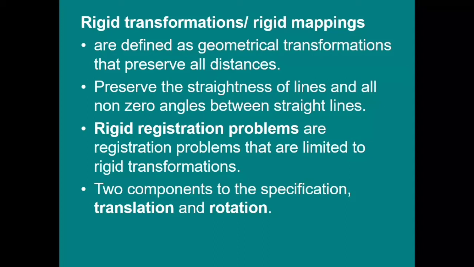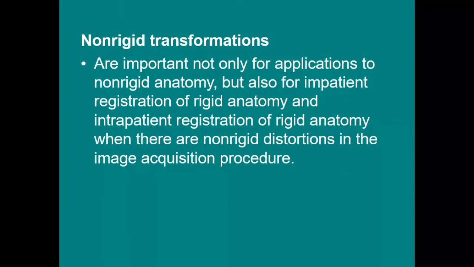There are two components to the specifications: translation and rotation. Non-rigid transformations are important not only for applications to non-rigid anatomy but also for intrapatient registration of rigid anatomy when there are non-rigid distortions in the image acquisition procedure.